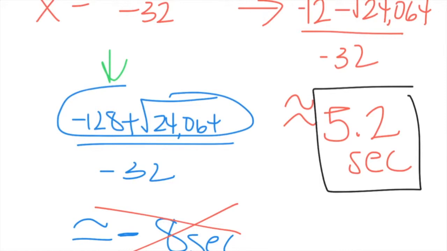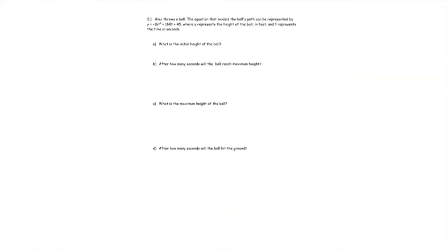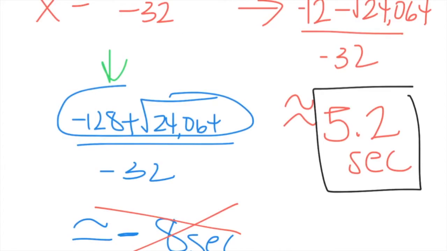All right, so we did the first one. The next one is exactly the same. Let's even look at it. Literally the exact same thing. What's the initial height? After how many seconds will the ball reach the maximum height? What is the maximum height of the ball? And after how many seconds will the ball hit the ground? Same thing. So you follow these steps here to get your answers for number 2.